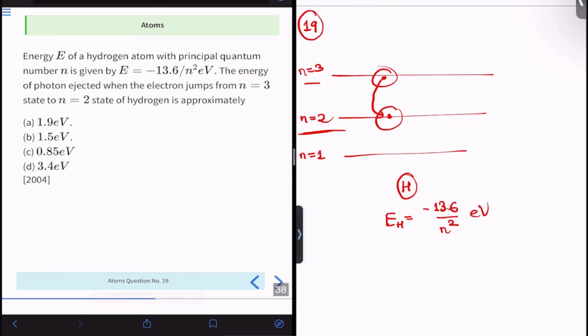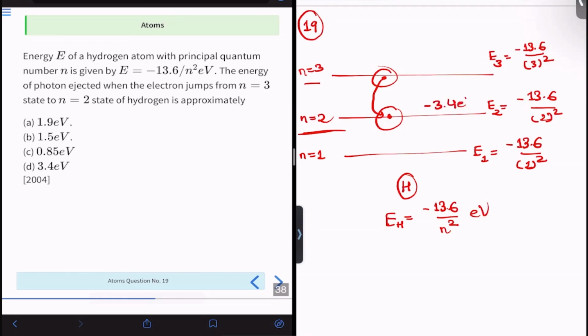So first I'll calculate the energy of the orbits. What is the energy of the first orbit? Minus 13.6 upon 1 square. What will be the energy of the second orbit? Minus 13.6 upon 2 square. What will be the energy of the third orbit? Minus 13.6 upon 3 square. If you divide minus 13.6 by 4, you will get a value of minus 3.4 electron volt. And the same way, if you divide minus 13.6 by 9, you'll get a value of minus 1.51 electron volt.